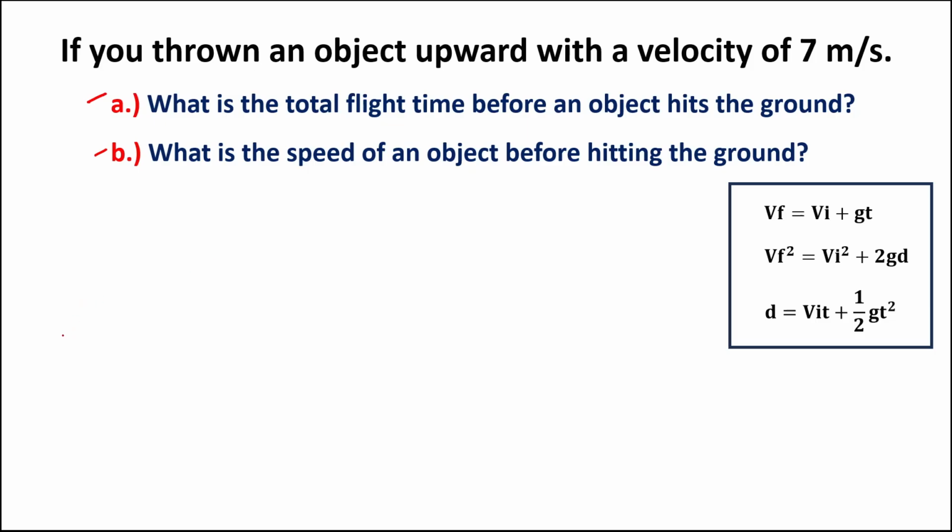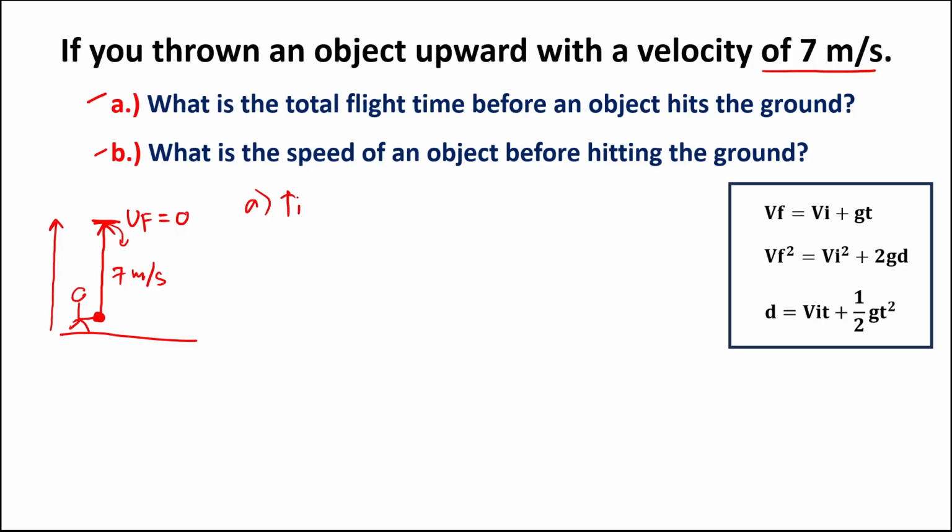So in the given, we are throwing an object upward with the given velocity of 7 meters per second. Now take note that when this object reaches the maximum height, the final velocity becomes 0, because the object will stop at the maximum height, then it will go down. So from this, we can now find the time up.